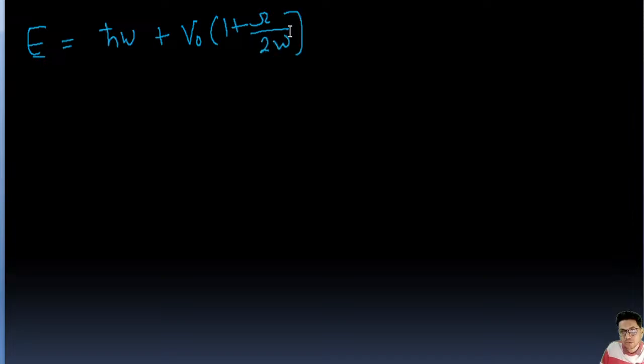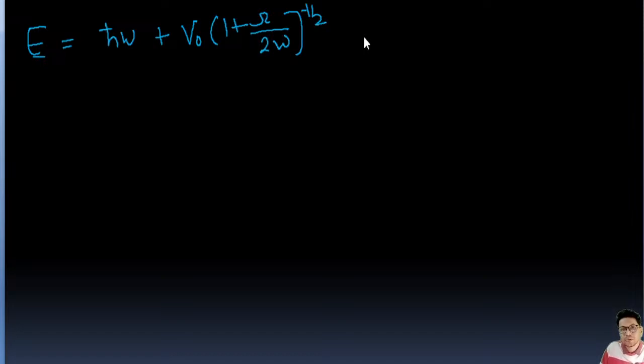So now the ground state energy is going to be E. We know that the ground state energy without perturbation is h cut omega. I have already explained, okay? And plus the energy because of the perturbation, and that is going to be V naught into 1 plus capital omega upon 2 omega to the power minus 1 by 2, okay?